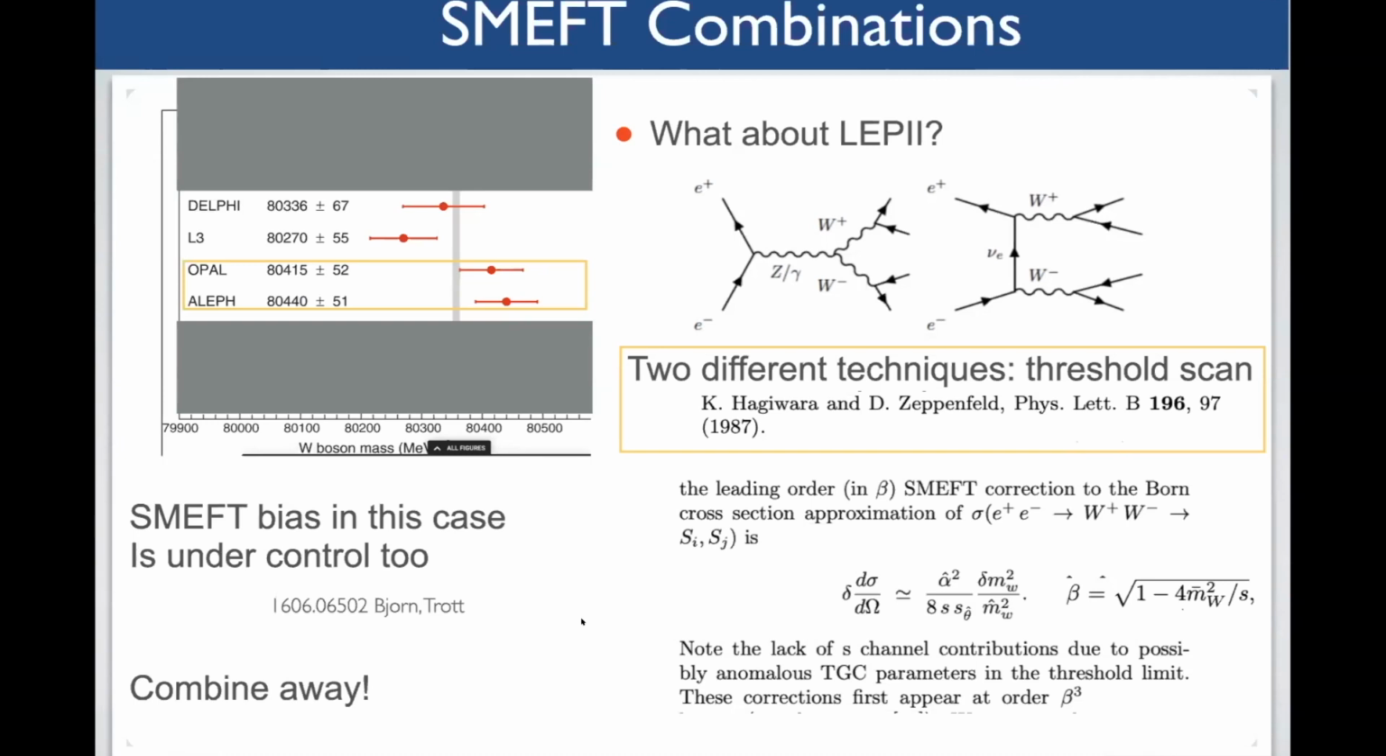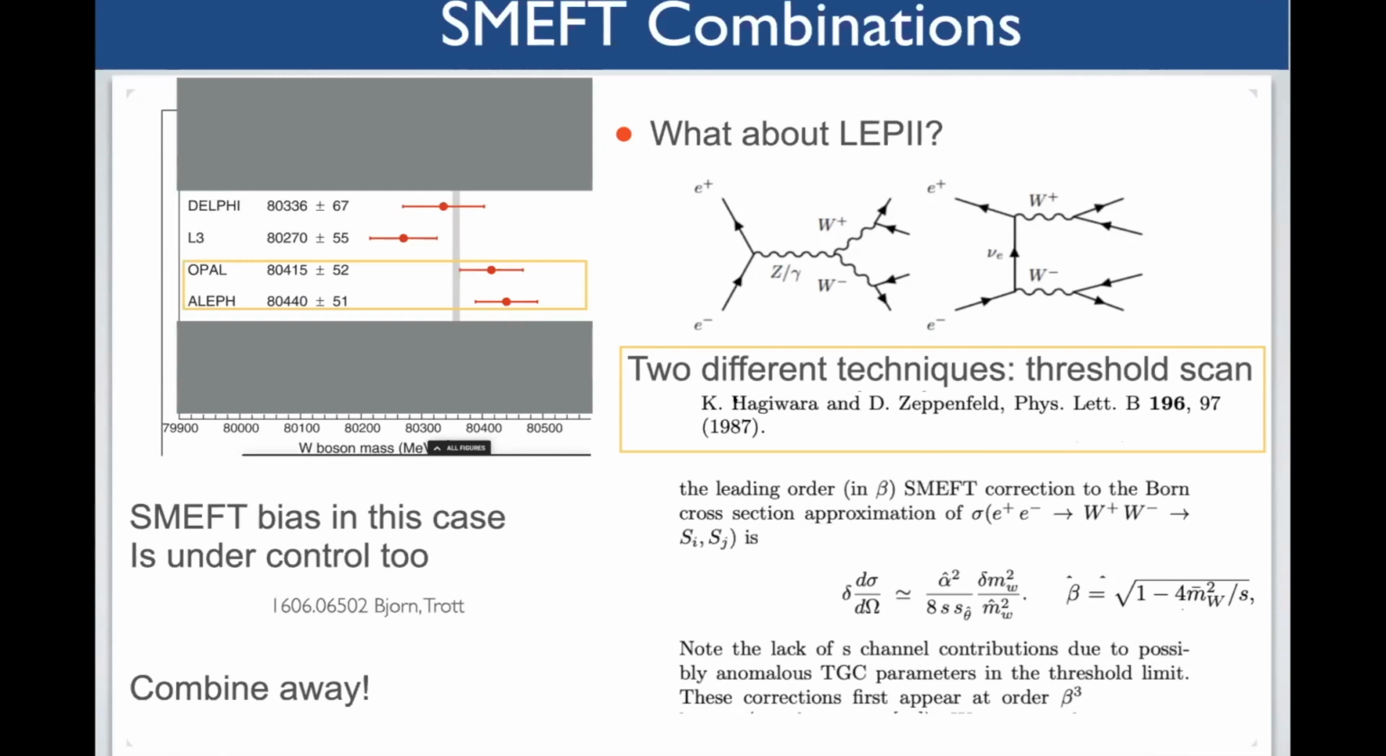And there's two different things that are actually going on. Some of the data that's reported in terms of the LEP2 data is really a near threshold scan. And it's the variation of the threshold scan with respect to the W mass, and it's a function of beta. This beta here is basically what is done to organize the expansion. This is from Zeppenfeld and this old paper here.